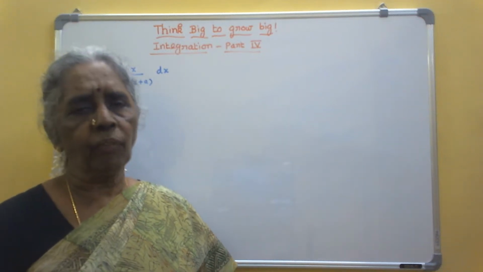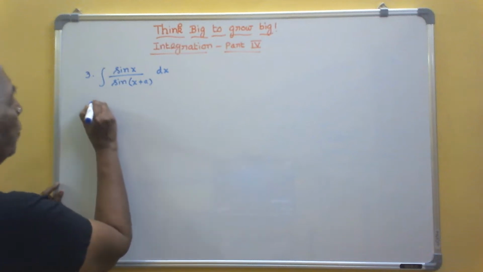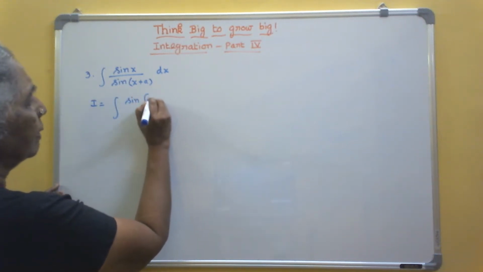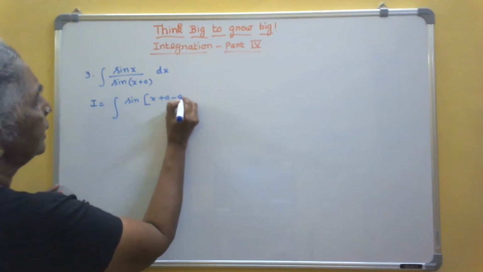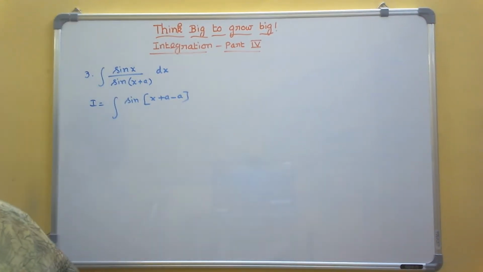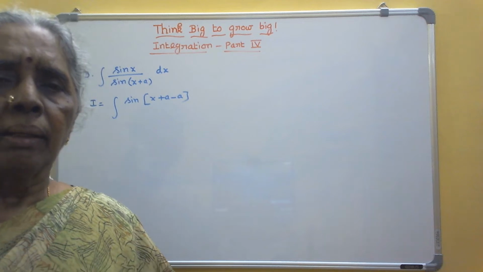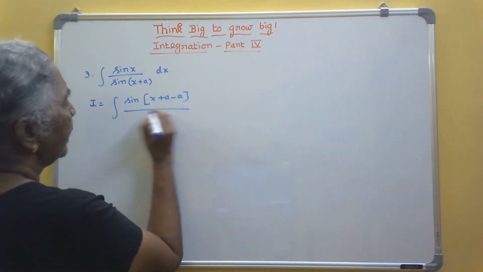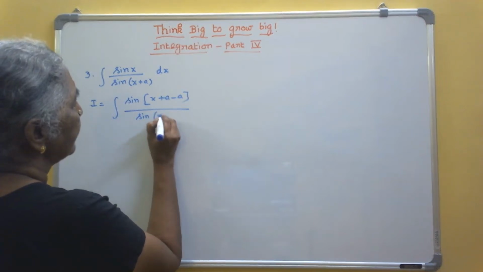Any method can be followed. Okay. So now I am going to write my I is equal to integral. In the numerator, I am going to add and subtract a, because if I add and subtract the same number, it will be the same, right? So I am adding and subtracting a. By the denominator, I write as it is.